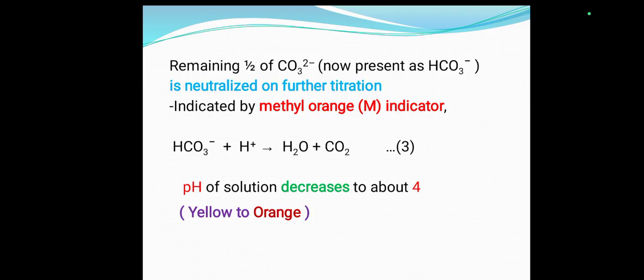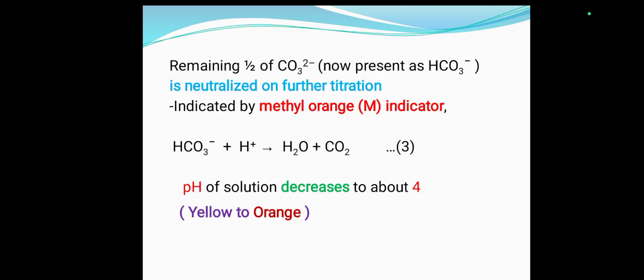So if we add methyl orange indicator to the colorless sample, you will get a yellow color, and then you have to start the addition of acid till the yellow color changes to orange. So in this step, you can see the reaction: bicarbonate, that is HCO3 minus, reacts with H plus, and it produces H2O plus CO2.